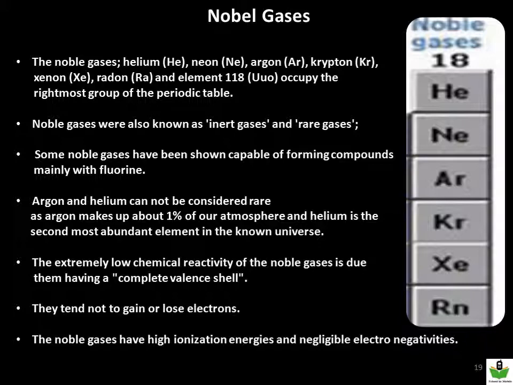Now, we will discuss the noble gases. The noble gases are helium, neon, argon, krypton, xenon, and radon, and they occupy the rightmost group of the periodic table. Noble gases were also known as inert gases and rare gases. Some noble gases have been shown capable of forming compounds mainly with fluorine. Argon and helium cannot be considered rare, as argon makes up about 1% of our atmosphere and helium is the second most abundant element in the known universe.